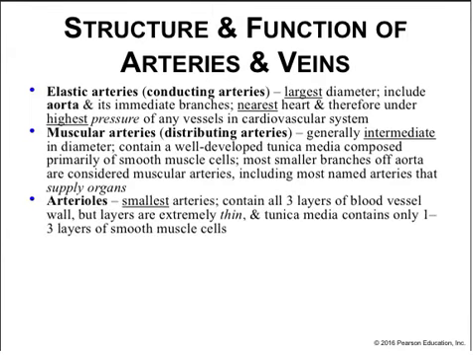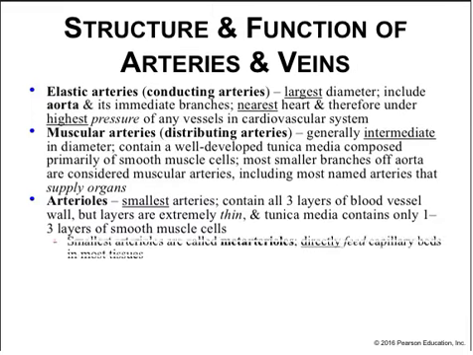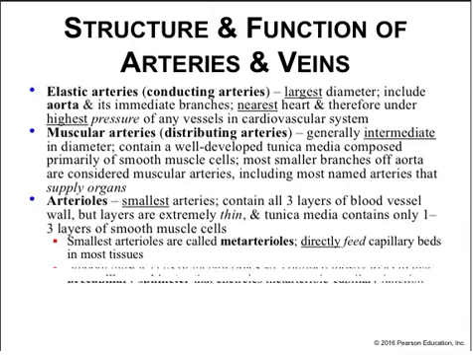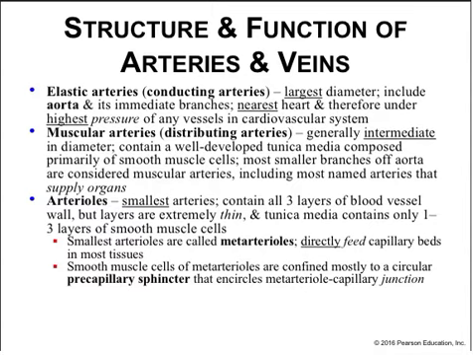Arterioles are the smallest arteries and contain all three layers of blood vessel wall, but the layers are extremely thin and the tunica media only contains about 1 to 3 layers of smooth muscle. The smallest arterioles are called meta-arterioles, and they directly feed capillary beds in most tissue. Smooth muscle cells of the meta-arterioles are confined mostly to a circular precapillary sphincter that encircles a meta-arteriole capillary junction and acts as a doorway into that capillary bed.